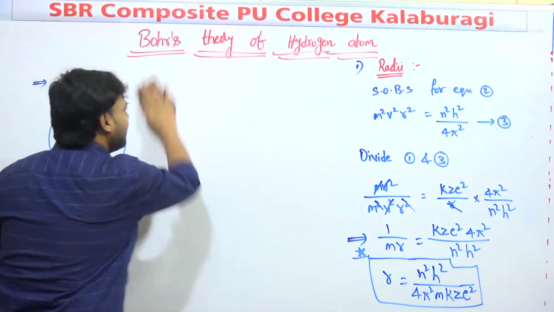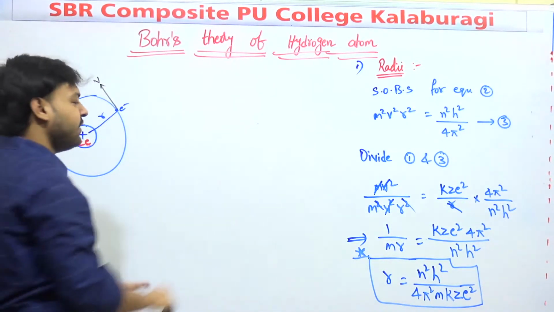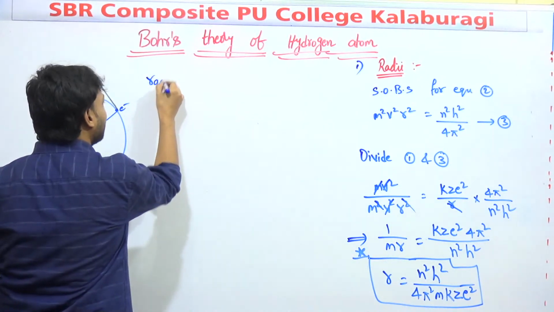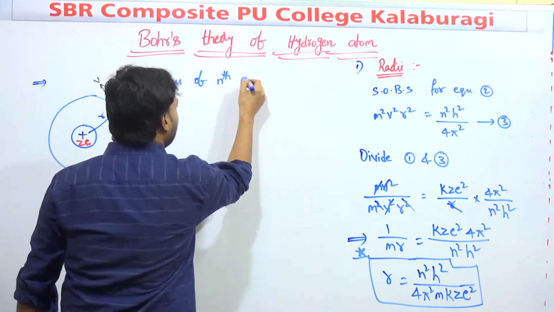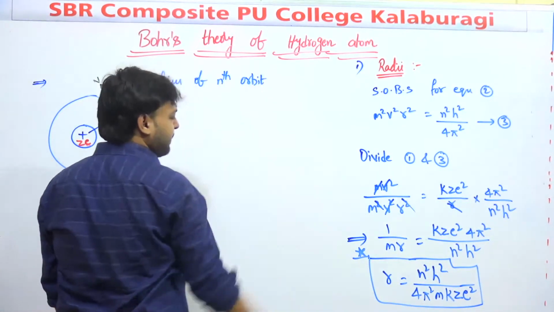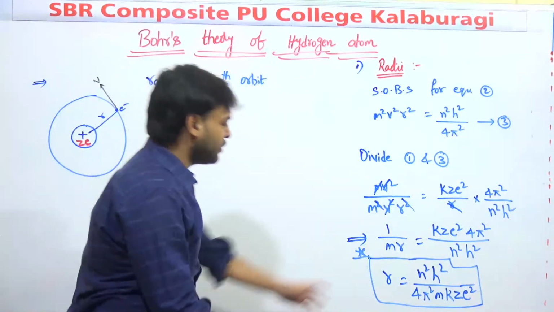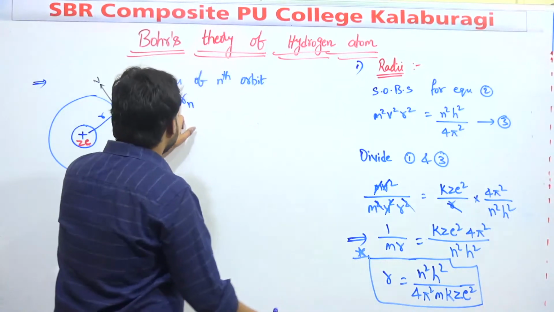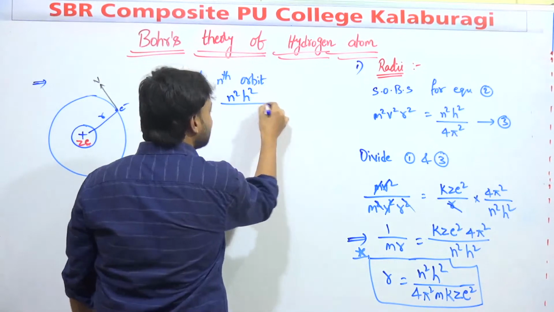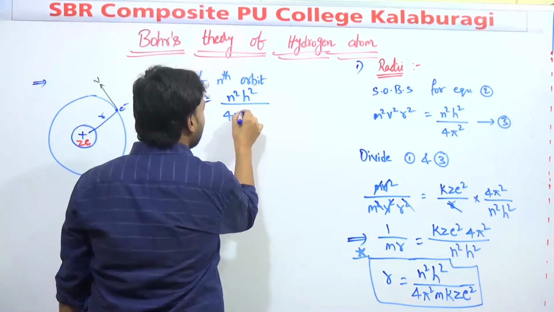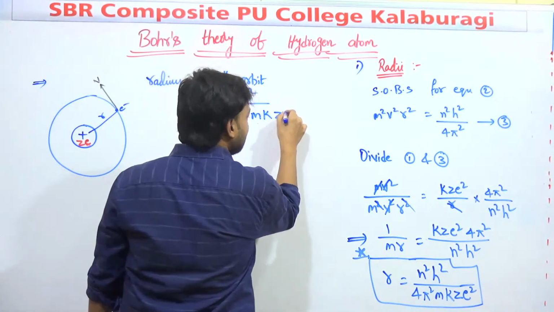Radius of the nth orbit. Write a point. So I can write r as rn, radius of nth orbit, which is equal to n square h square divided by 4 pi square m k z e square.